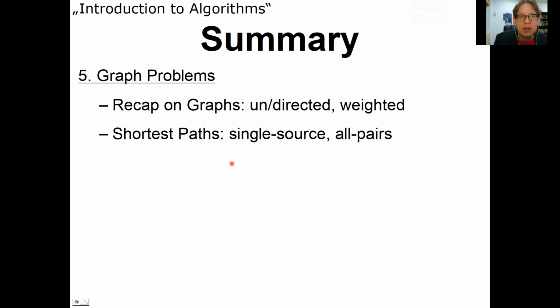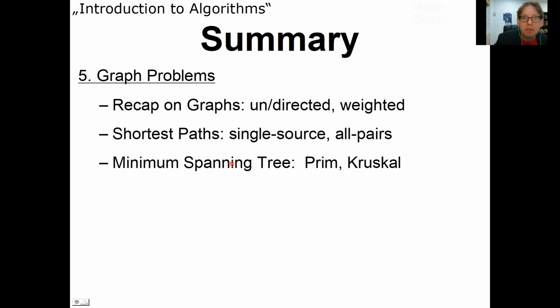Then we started talking about graph problems and algorithms, such as the shortest path problem, its variant, the single source shortest path problem. Then we talked about the single source all target problems. And then we talked about the all pairs shortest path problem. Then we talked about the minimum spanning tree problem. Again, first specifying the problem, calculate a minimum spanning tree. And we discussed two algorithms, Prim's algorithm and Kruskal's algorithm.